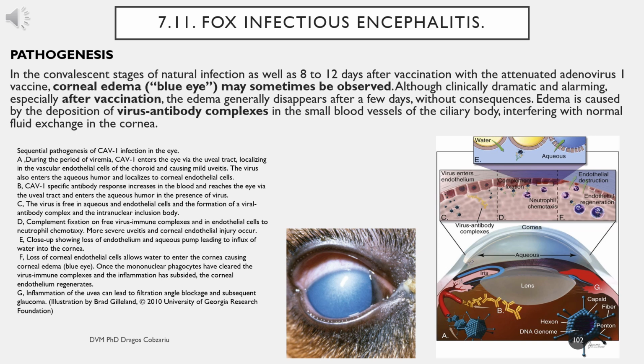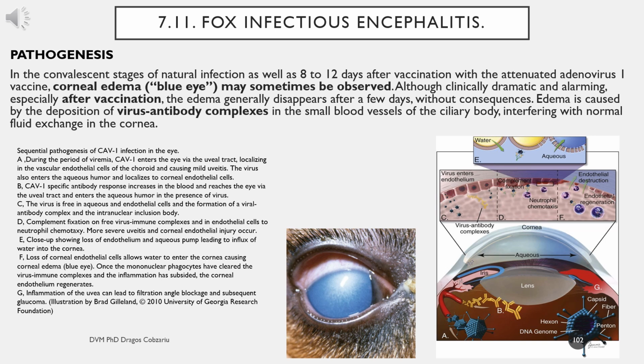B. The CAV1-specific antibody response increases in the blood and reaches the eye via the uveal tract, entering the aqueous humor in the presence of virus. C. The virus is free in the aqueous and in endothelial cells, with formation of a viral antibody complex and the intranuclear inclusion body. D. Complement fixation on free virus immune complexes and in endothelial cells leads to neutrophil chemotaxis. More severe uveitis and corneal endothelial injury occur.